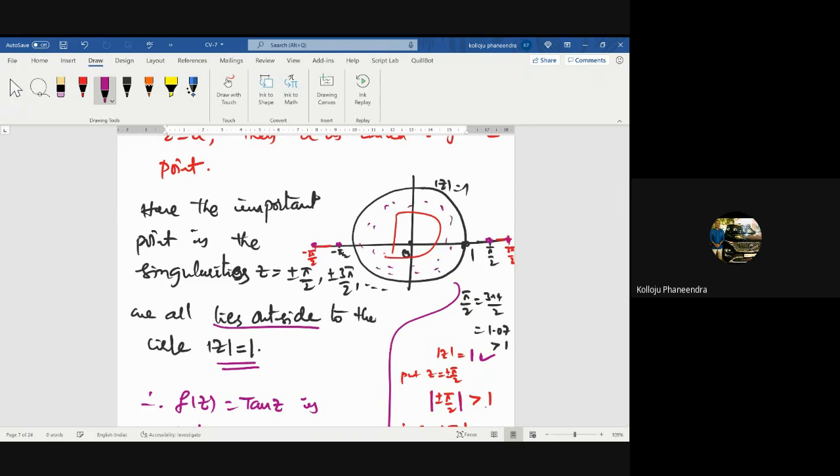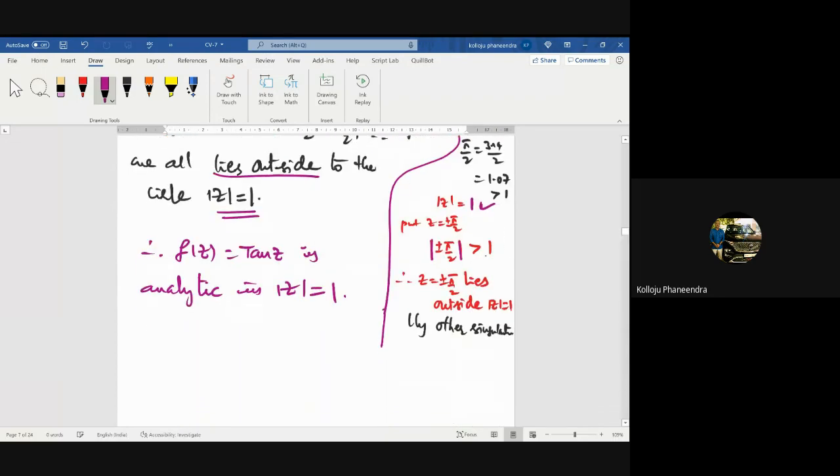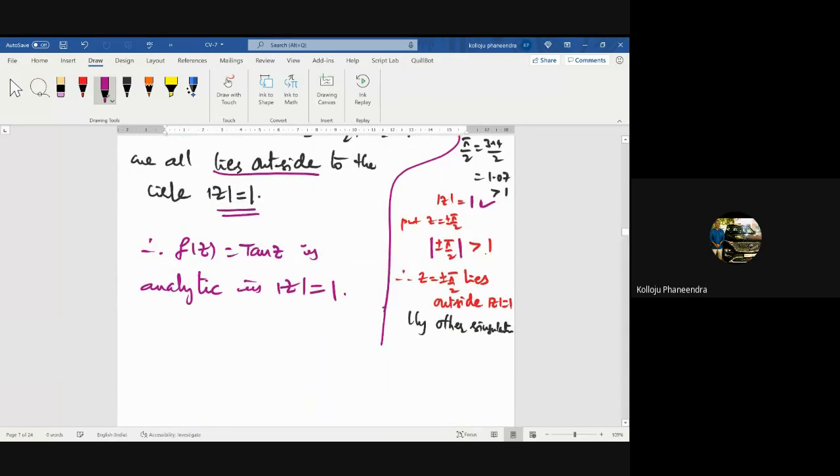Yes, inside this circle, is any singularity there? No singularity. Even on the curve also, there is no singularity. f of z is analytic everywhere. You write everywhere, because on the curve C also, we have to take it analytic everywhere on mod z equal to 1.